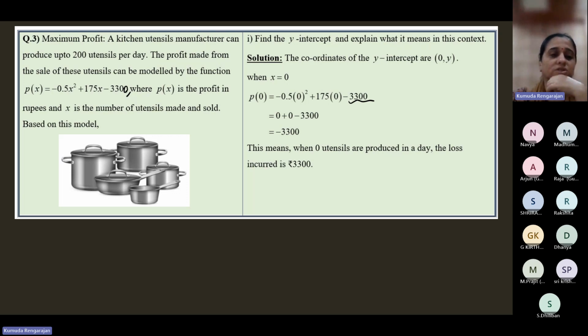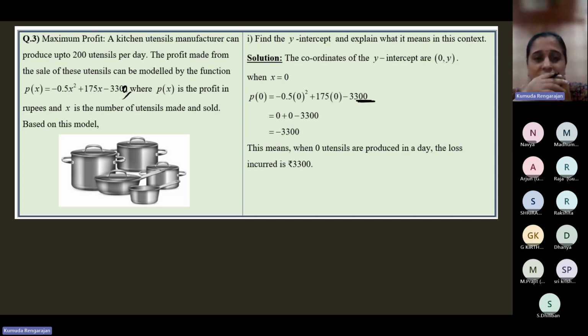It's modeled by this function. What do you see here? It's 3,300, children. See here. 1,300. Okay. So P of X is given by that quadratic polynomial, where P of X, that's important. That is what is important.